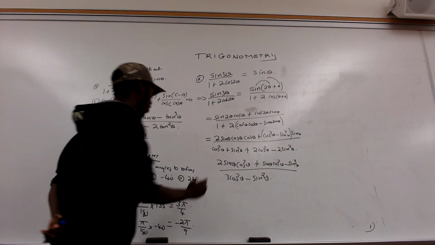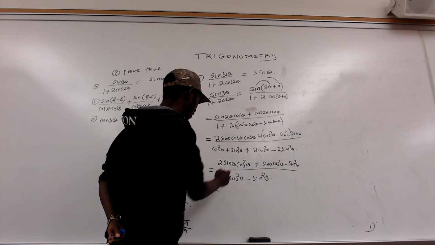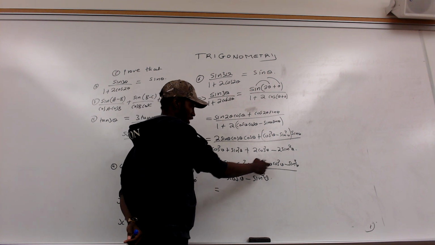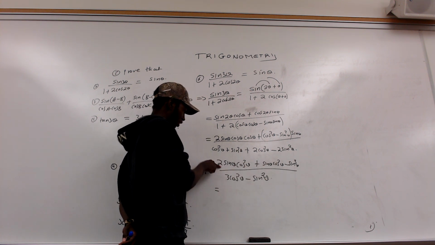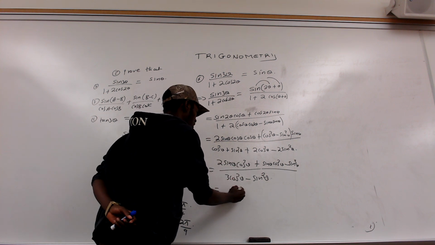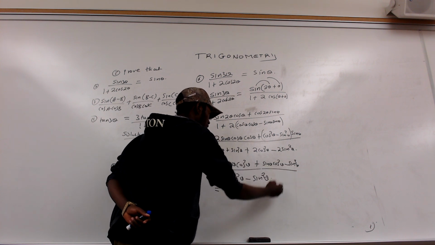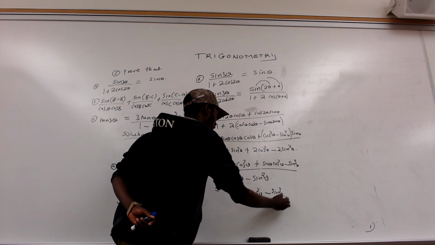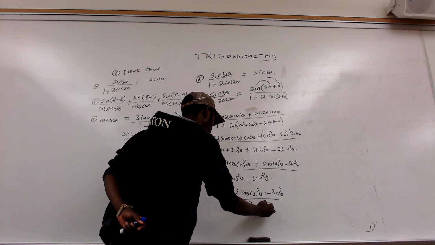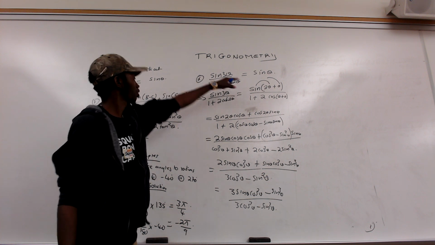Yeah. So if we further simplify, we can see this sine theta cos square theta, sine theta cos square theta are the same. We'll add them. The coefficient here is 2. The coefficient here is 1. So 1 plus 2 is 3. This gives us 3 sine theta cos square theta minus sine cube theta divided by 3 cos square theta minus sine square theta. You see? So how can we have this to be equal to this?